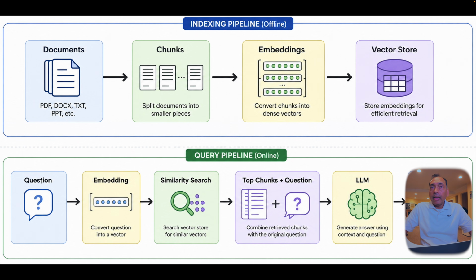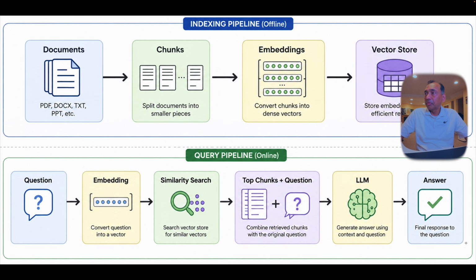Then when you're online and asking a question, it converts the question into a vector and searches the vector store for similar vectors. It then combines the top chunks and the question and generates an answer using the context and question using LLMs. That gives you the final answer.